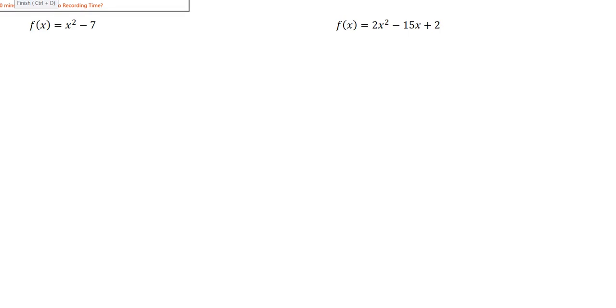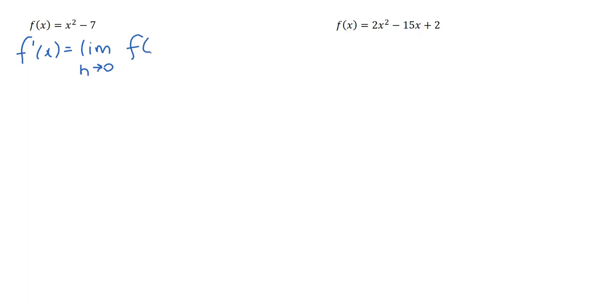Alright. For these ones, it's the same thing. Okay? It's the same thing. So the gradient function is the limit as h tends to 0 of the function of x plus h minus the function of x, all divided by h. Okay? This one gets a little bit trickier because there's an x squared there.